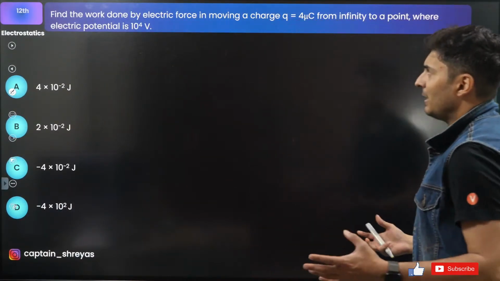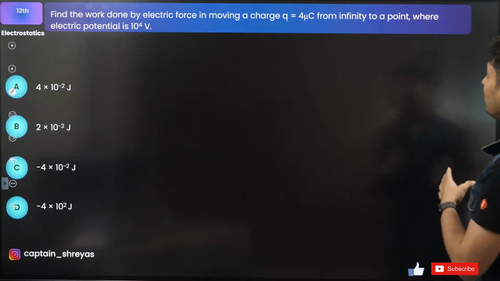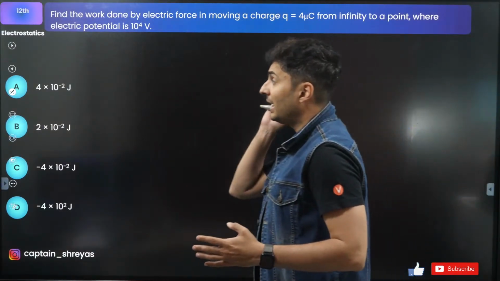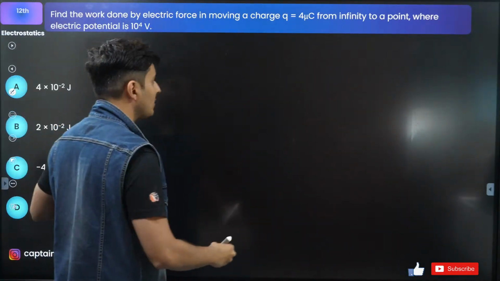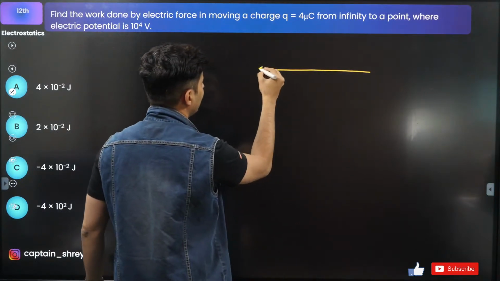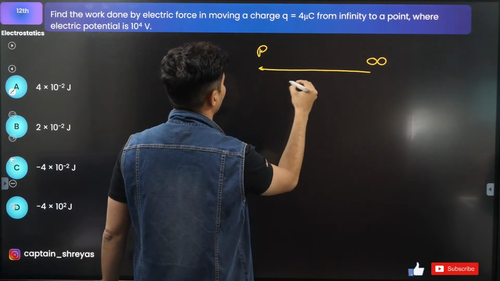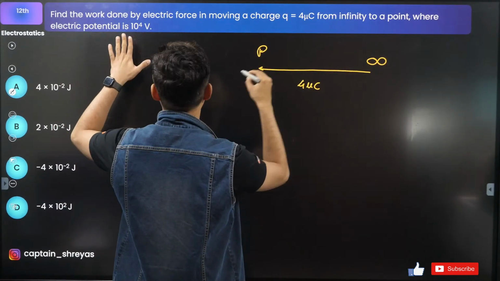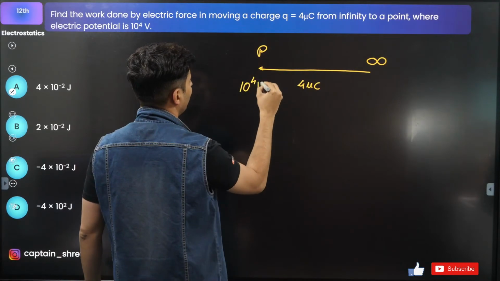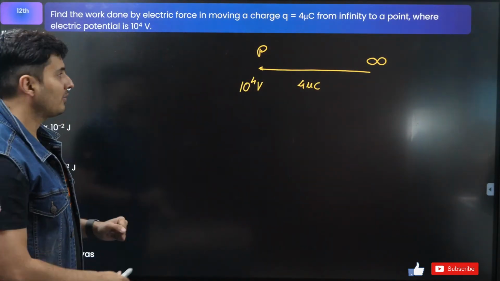How much work is done by the electric force in moving a charge of 4 microcoulomb from infinity to a point? Electric potential is 10 to the power 4 volts. So imagine from infinity to a point, you have taken a charge of 4 microcoulomb and you have a potential of 10 to the power 4 volts. How much work do you think is done by the electric force?